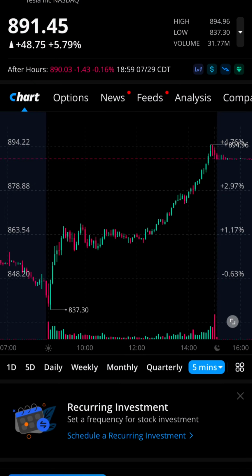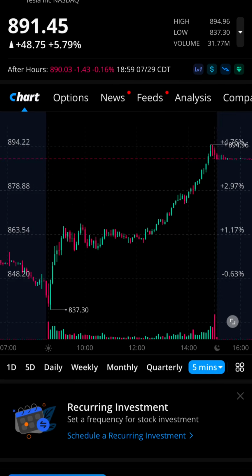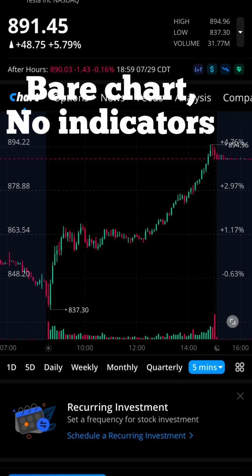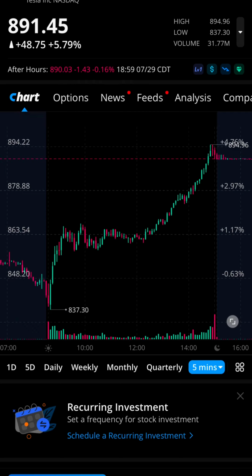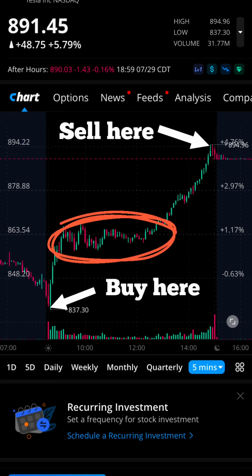Welcome back, and in this video I'm going to be telling you about 4 indicators that I think are the best indicators to use as a beginner. So this is just a chart with just price action. It has no indicators on it, and as you can tell, it looks pretty simple. Buy right here, sell up here. But what about all this price action in the middle?